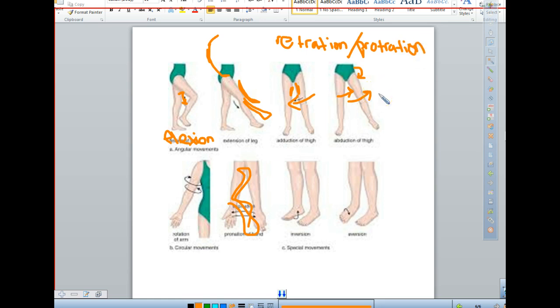Think about thrusting your chin forward, or sticking your lips out like for a kiss. That would be protraction, so out, and then retraction is bringing it in. Okay, and the last one is elevation and depression. Elevation is going upward, and depression is going downward. Squats would be depression, and elevation would be standing up.